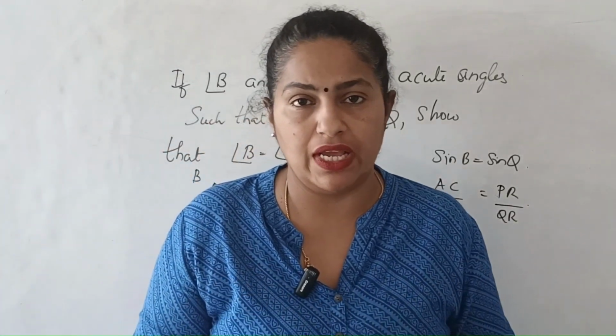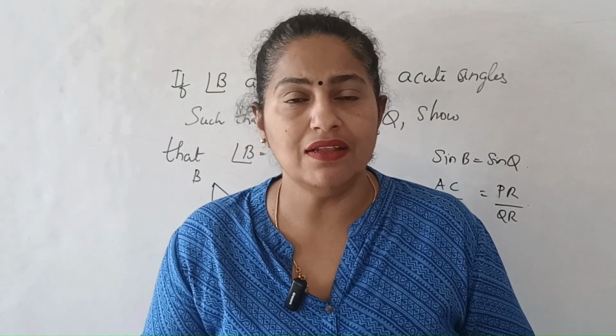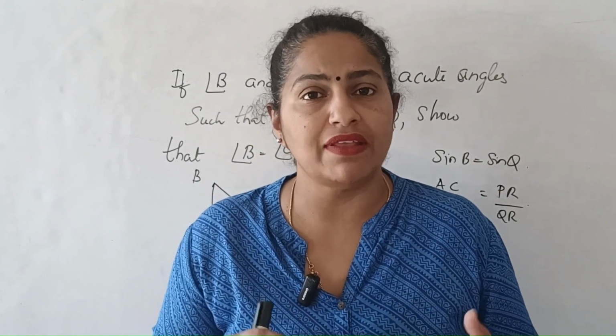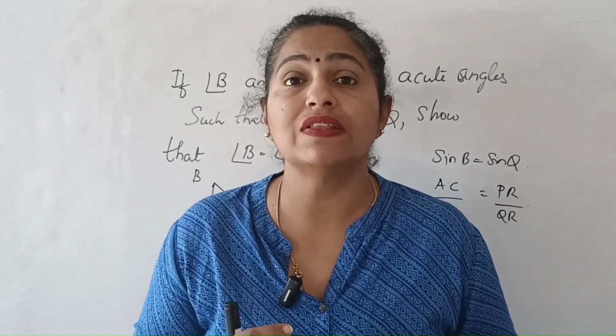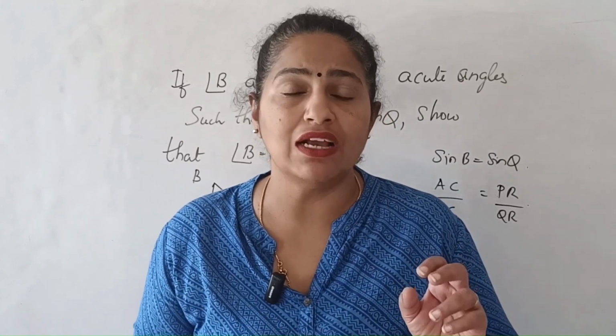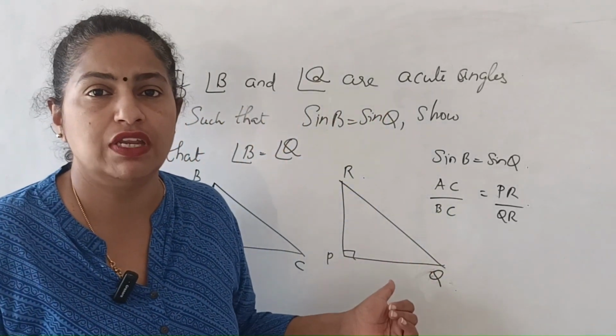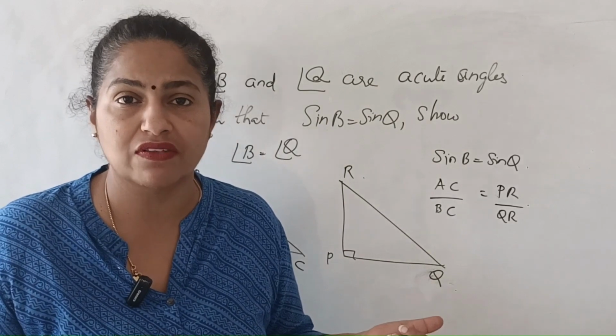Now, in two triangles, how will you prove angles are equal? Two triangles with equal angles means either they have to be congruent or they have to be similar. These are the only two ways in which the angles of two triangles can be equal. So can we apply congruence over here? We have no idea about the sides.